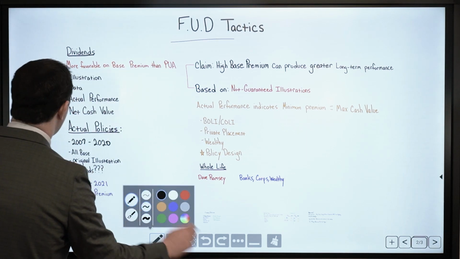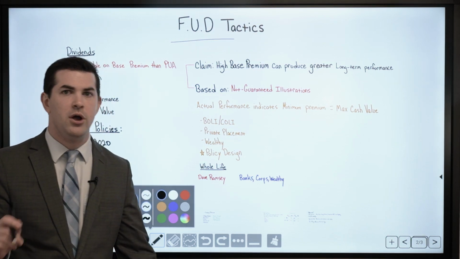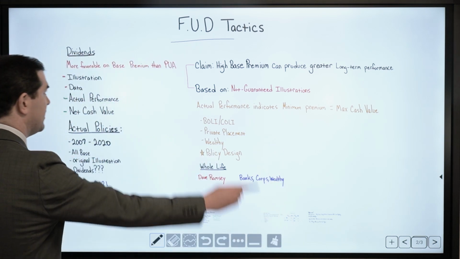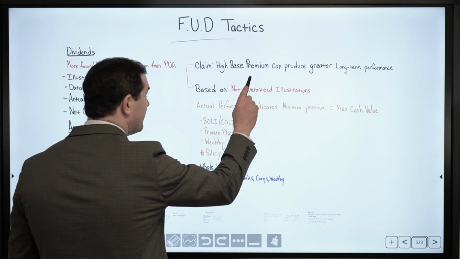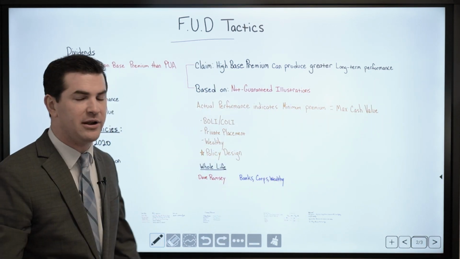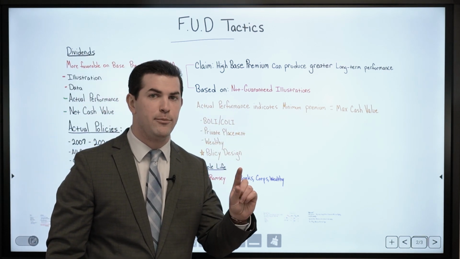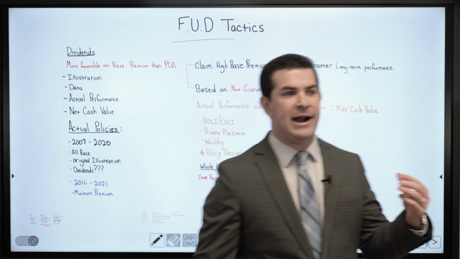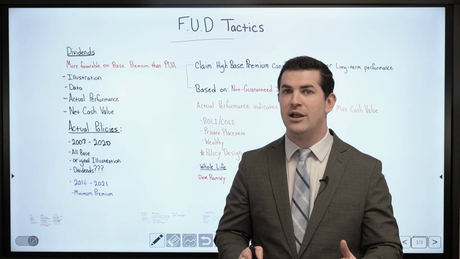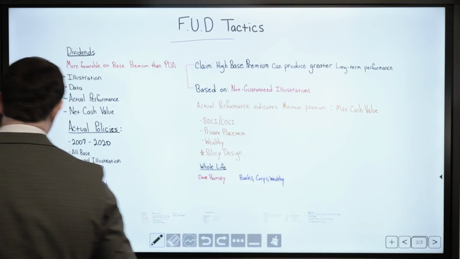So here we go. What we often hear around the topic of dividends is that dividends are more favorable on base premium dollars compared to PUA dollars. A claim we'll often hear on the right is that a high base premium can produce greater long-term cash value performance. That claim, to be clear here, is 100% based on non-guaranteed illustrations and projections, whether they are run in a higher dividend interest rate environment, a lower dividend interest rate environment. We're going to look at some actual numbers here, illustrations, and then actual policies too. It'll be really interesting to see the real data.